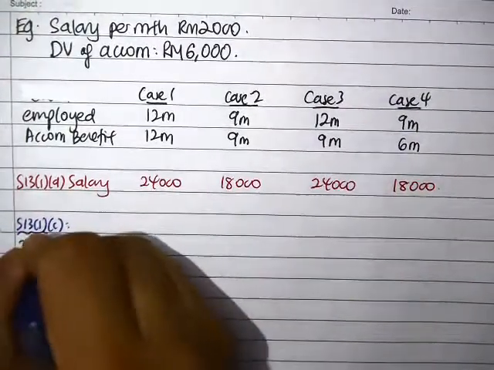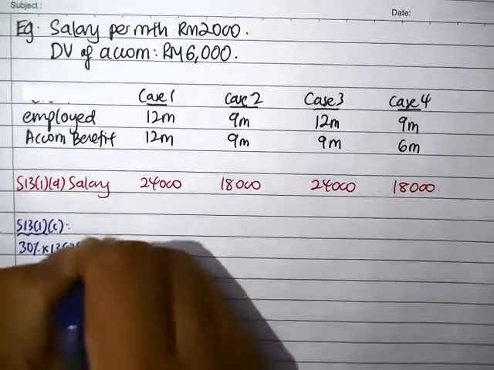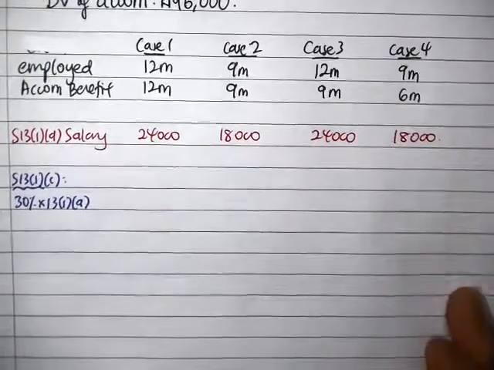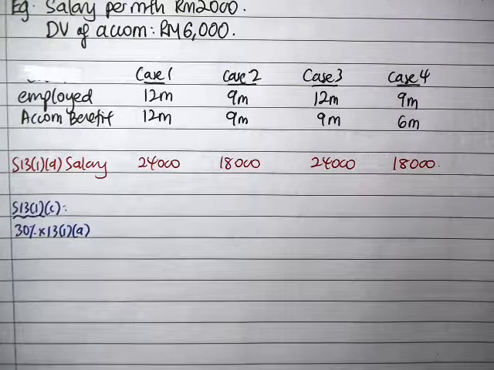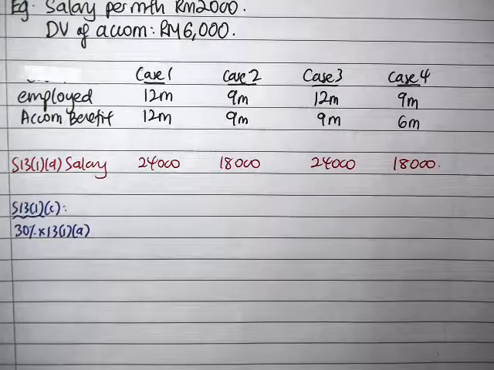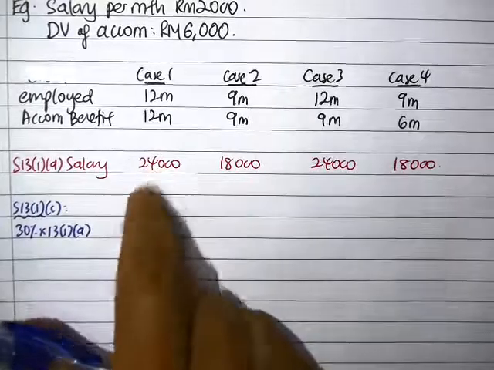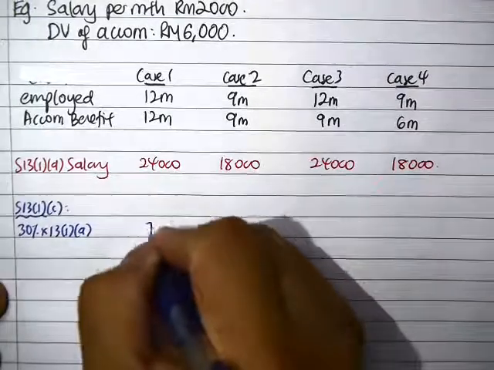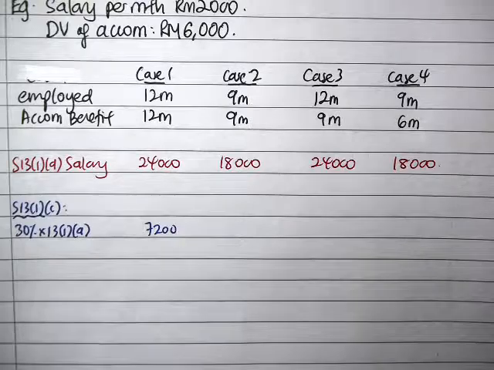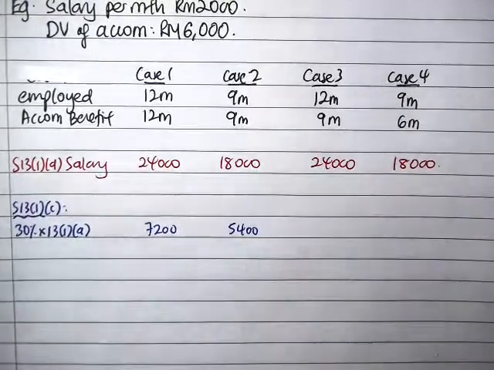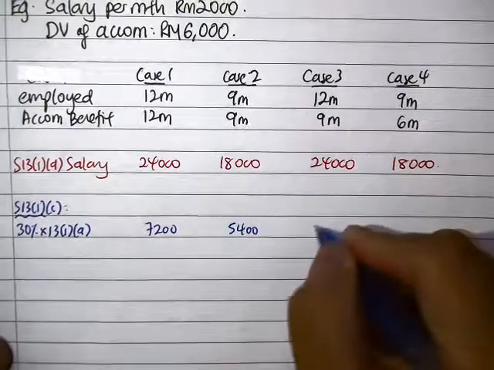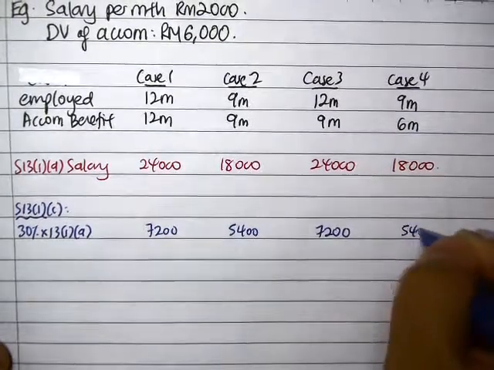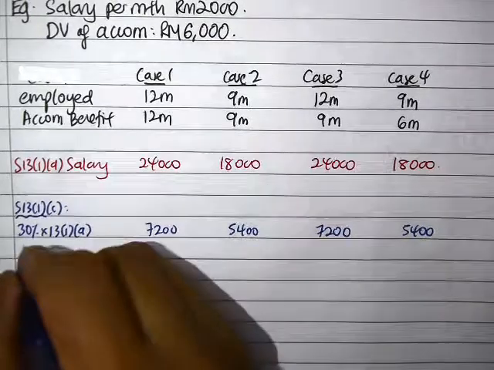Now, we normally take 30% of 13.1A. Now, the 13.1A already reflected the basis period of your employment. So now you're employed for 12 months, so the 30% of the 12 months will be 72. But if you're employed for 9 months, the 30% will be 5,004.